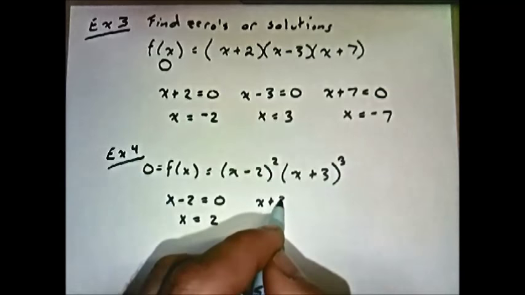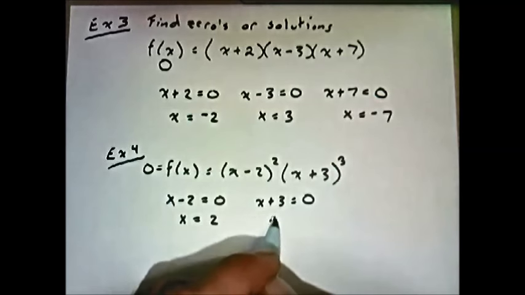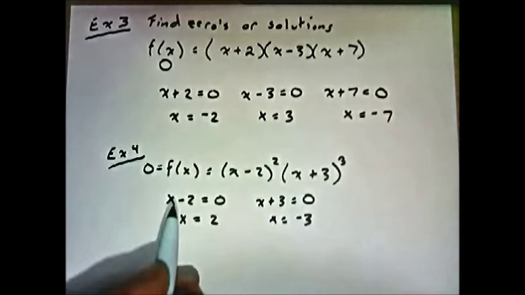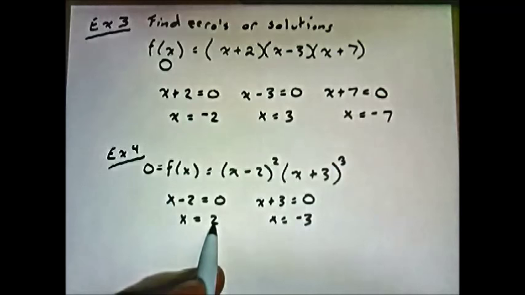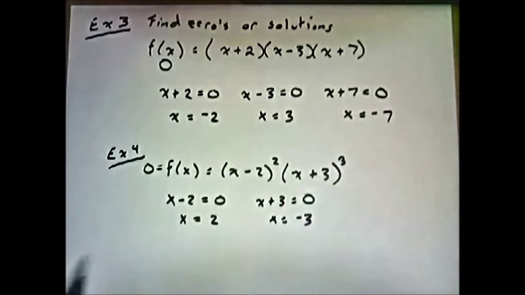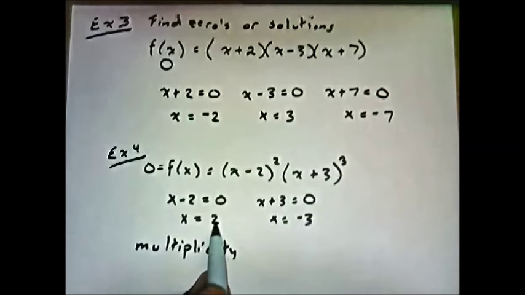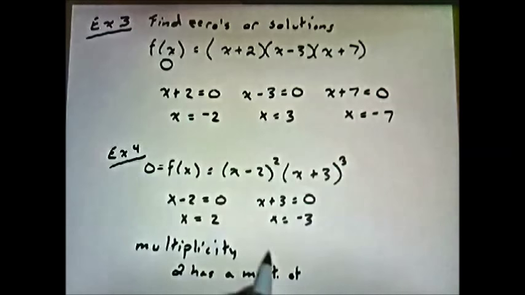Likewise, the x plus 3 set equal to 0 gives us x equals negative 3. We don't need to do that 3 times. However, it is useful to note that this has occurred twice and this has occurred 3 times. So we call this multiplicity. And we say that 2 has a multiplicity of 2, and negative 3 has a multiplicity of 3.